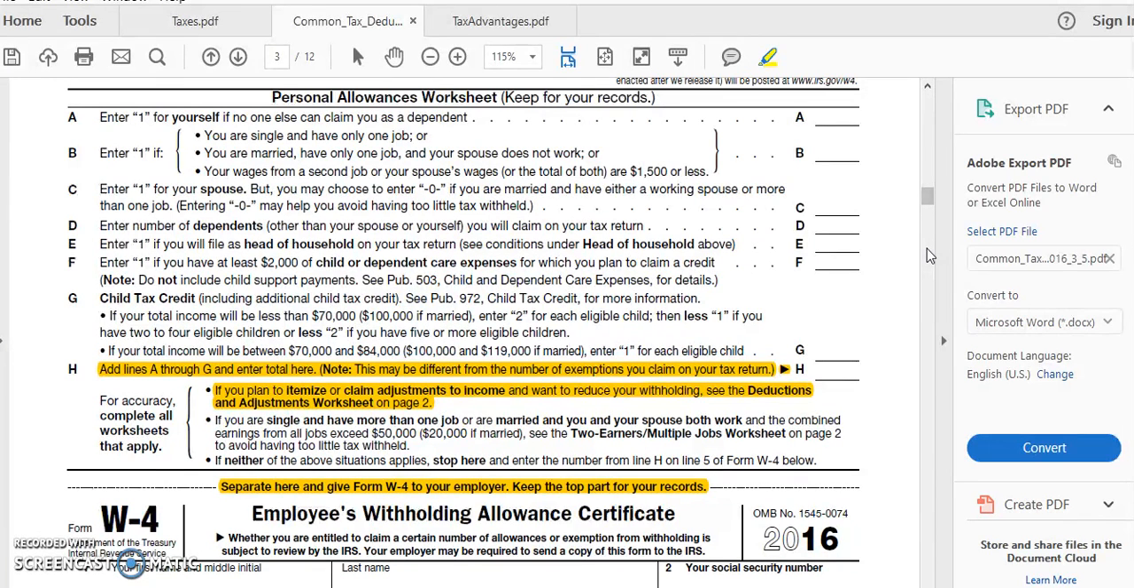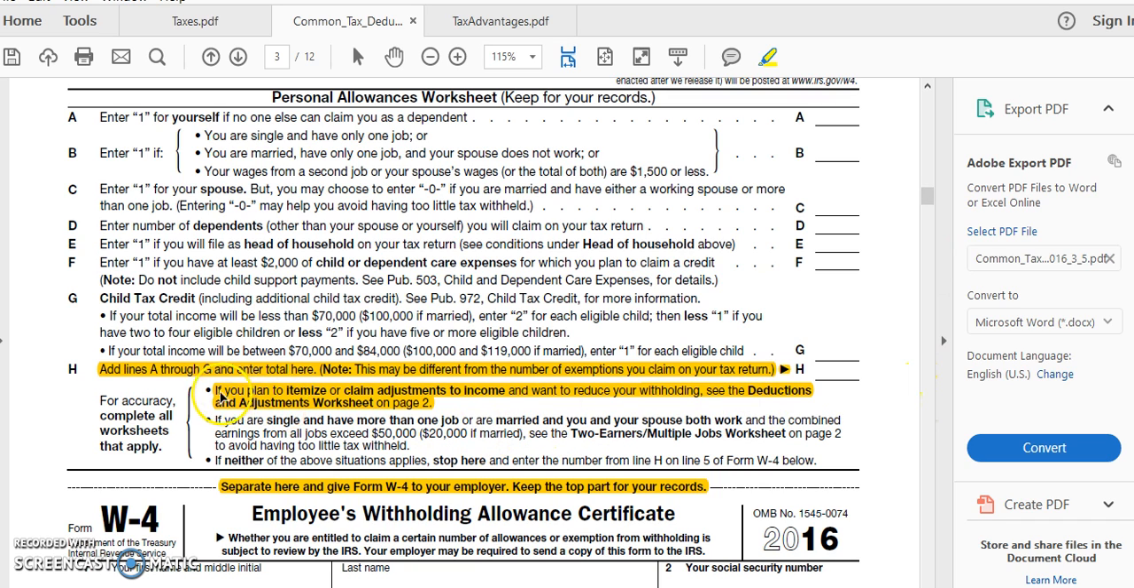But let's say I had 3 kids. Then that's going to be 2 times 3, which is 6. And then I'm going to subtract 1. So that'll be 5. Now, when you go to line H, you add up all of the numbers that you have from A through G. So in my case, I will be entering the number 6. So based on my number of dependents that I have, I could claim 6. Now, here's where it gets really good.